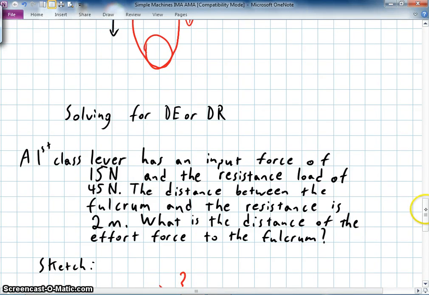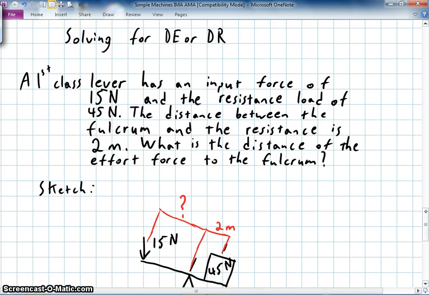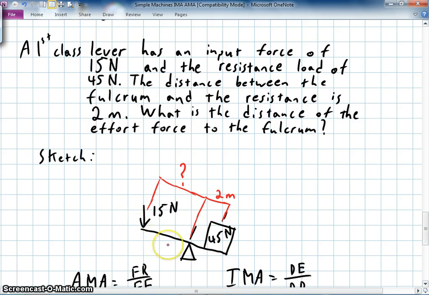The first thing I want you to do is draw it out. So I drew out a little sample here of how it might look when it's done in the sketch. It's a first class lever, so I have a standard first class lever shown here. I show that there is 15 newtons of input force, a 45 newton output resistance. I know that the distance between the fulcrum and resistance is 2 meters, and my unknown is the DE.